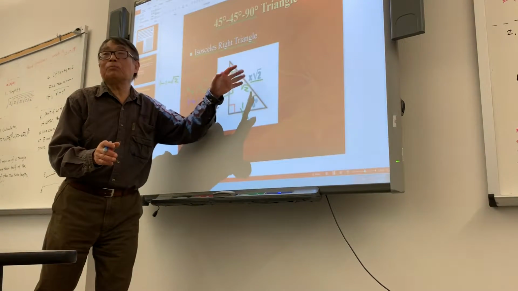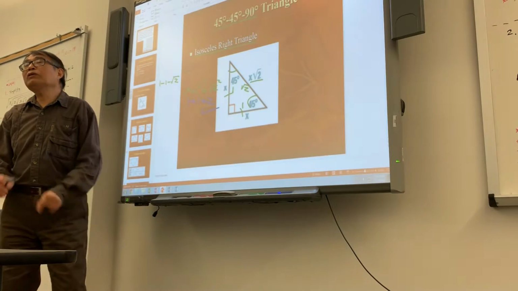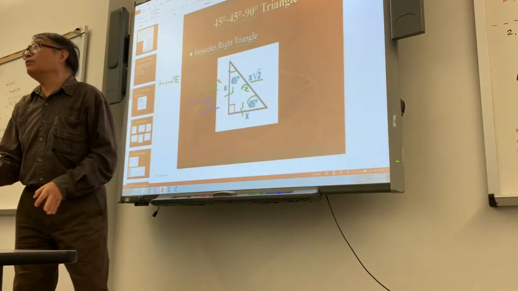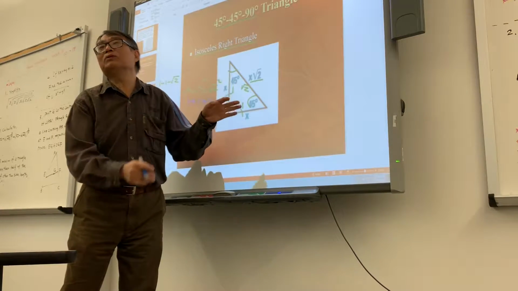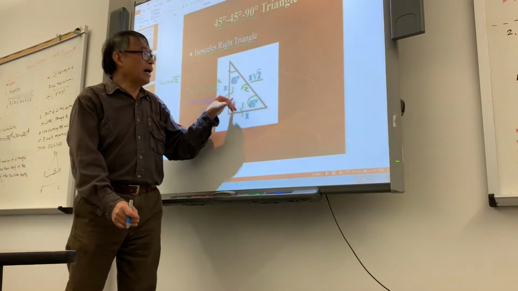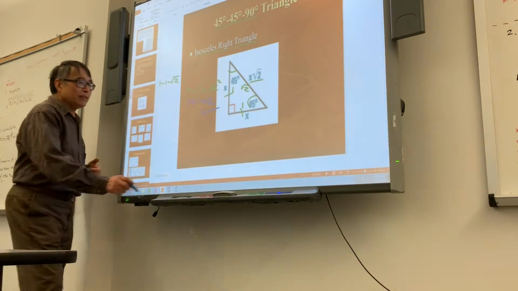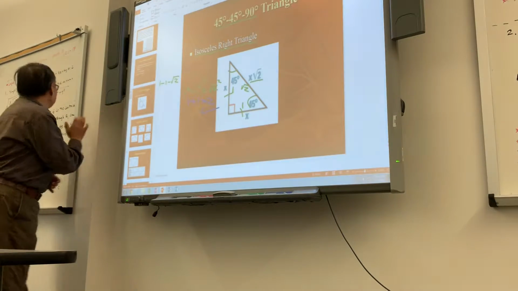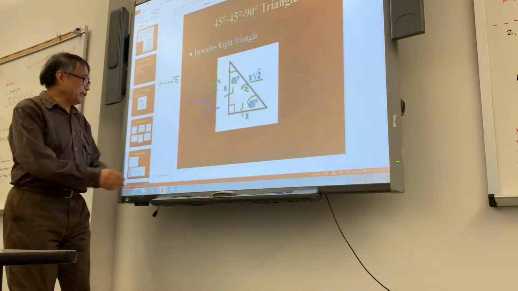This number must be square root of something. You cannot find every number as a whole number. If you can find it, you are really good, okay? Because there is no whole number. 1, 1, square root of 2 for 45, 45, 90 degrees. Now, I hope you understand me. I write this one on the board, 45, 45, 90 degrees.